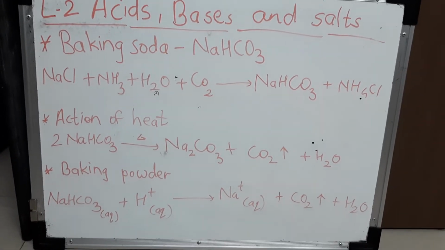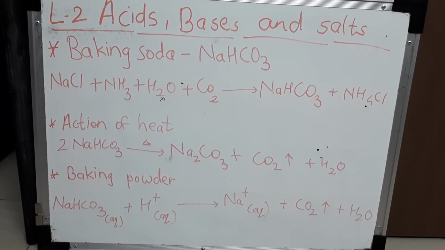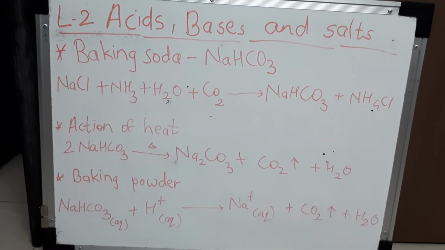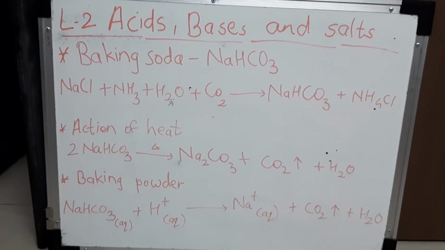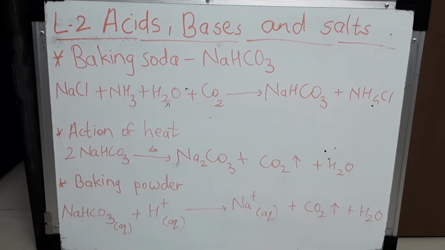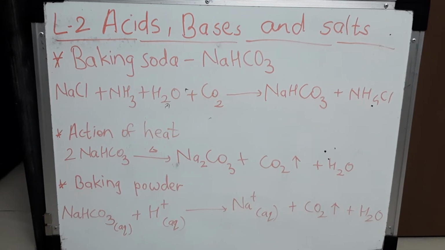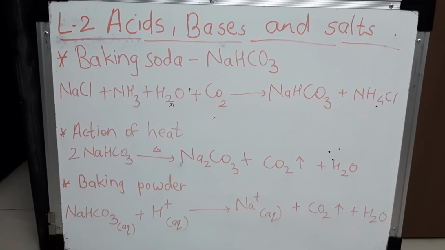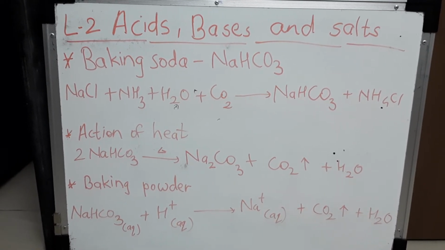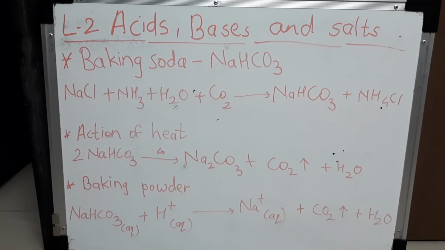So what will happen if you are using only baking soda? Yes, if only baking soda is used in making cake, then sodium carbonate formed from it by the action of heat will give a bitter taste to our cake, right? The advantage of using baking powder is that the tartaric acid present in it can react with sodium carbonate and neutralize it, right? And the sodium tartarate salt formed by neutralization has a pleasant taste.